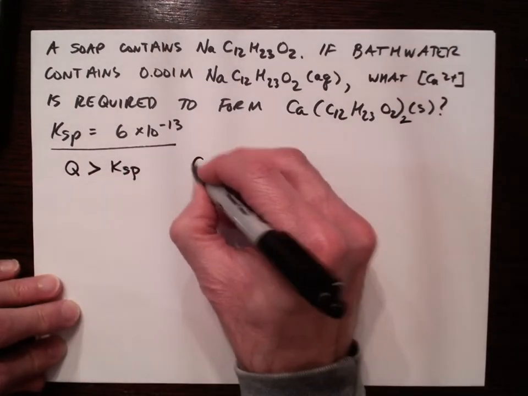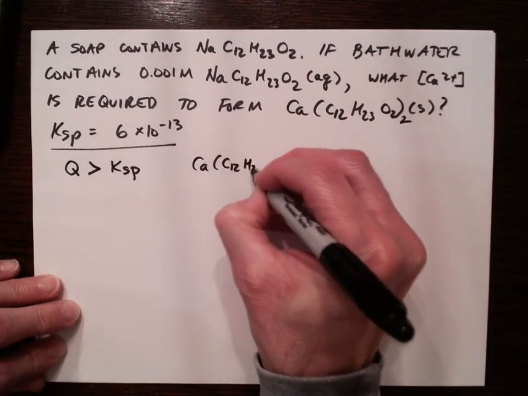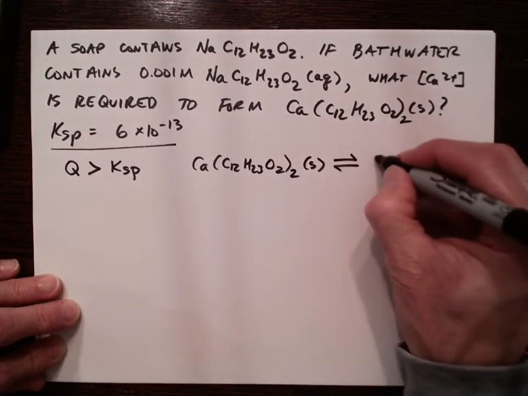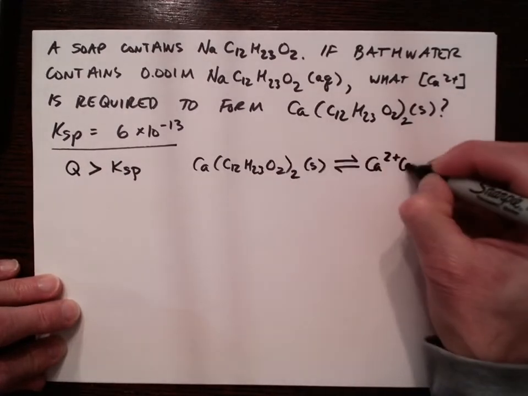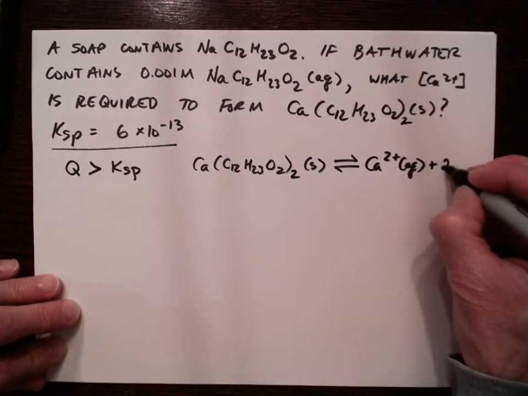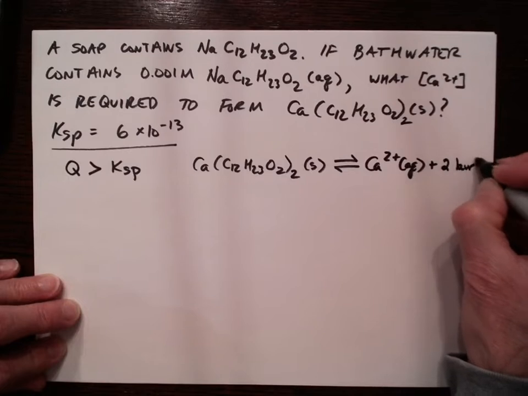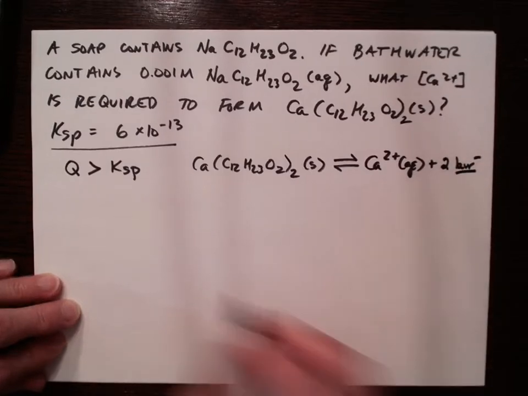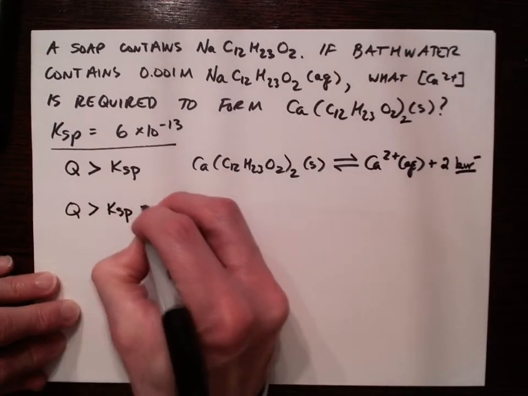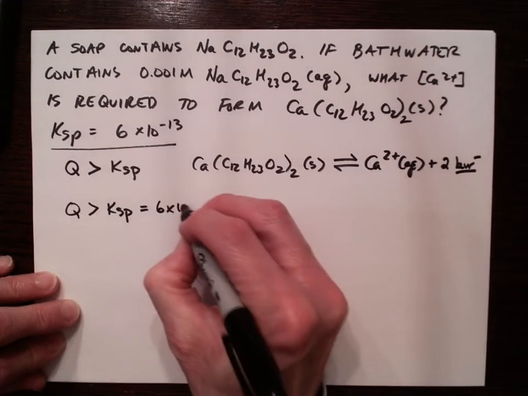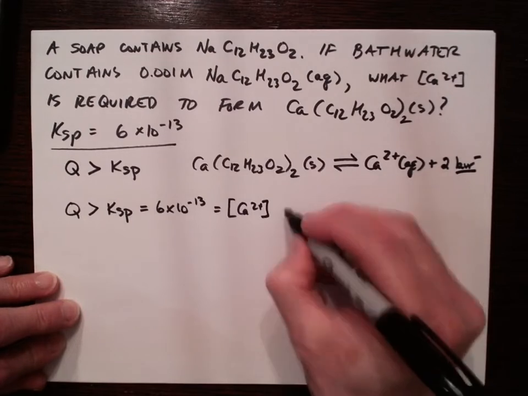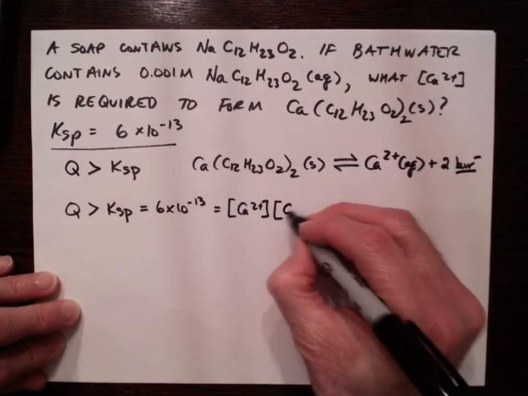right? Because we're going to have calcium laurate. That's going to need to dissociate. Well, it doesn't need to dissociate. It needs to go in this direction. I'm just writing the formula for it here. I'm not going to be able to fit this, so I'm just going to write two laurates with a negative charge. So Q, that's going to need to be greater than KSP, which is equal to 6 times 10 to the negative 13. That's going to need to be equal to some concentration of calcium times the concentration of laurate squared.